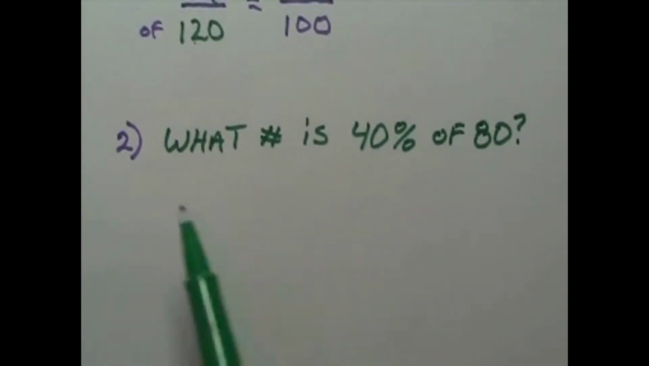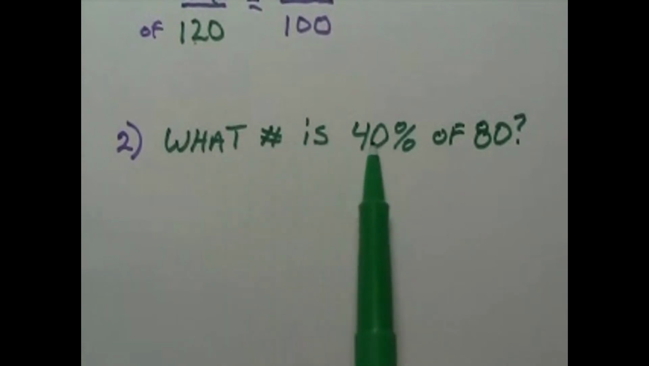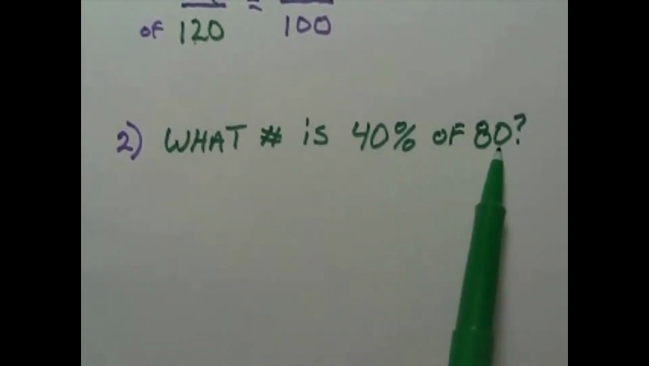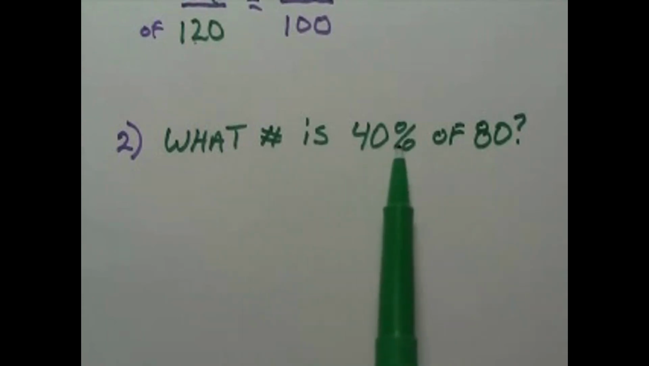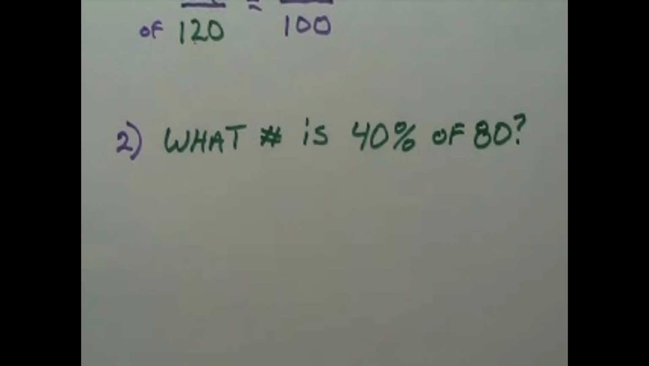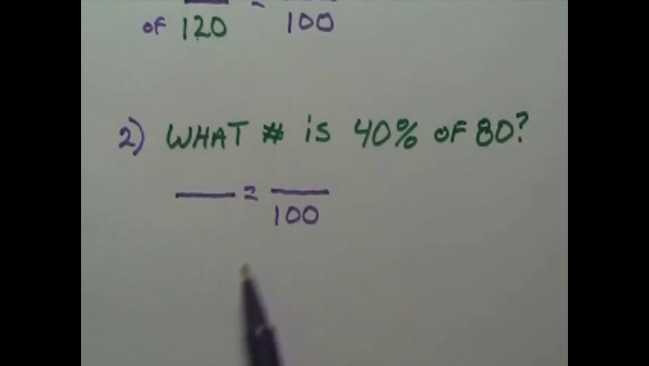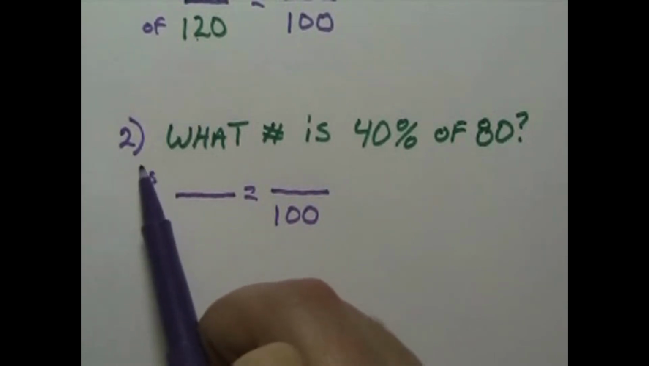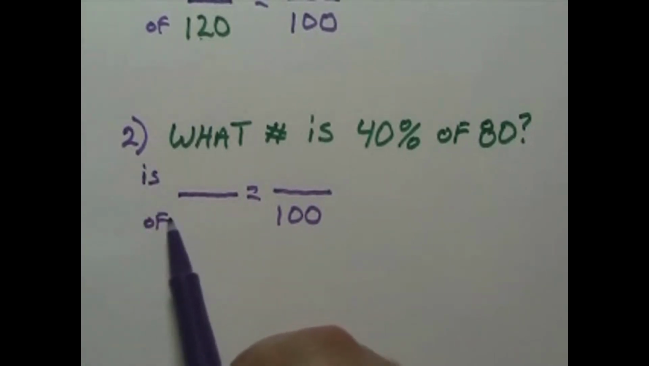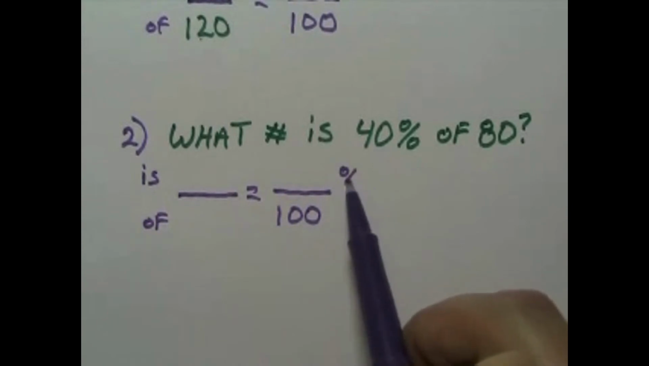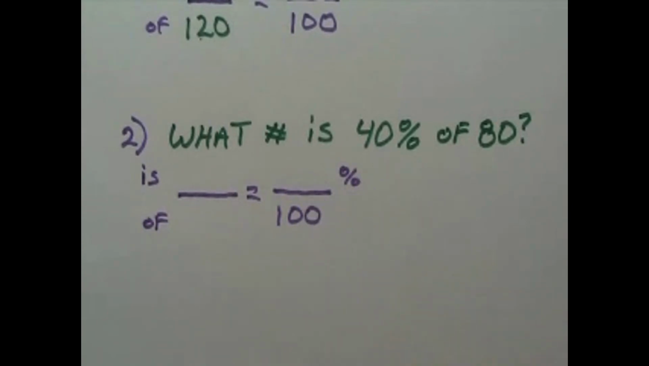This is our second type of problem. What number is 40% of 80? Remember, we always set our proportion up like this. For every problem, we do this. Bar equals bar over 100. Remember, this is the is number. This is where I'm going to put my of number down here, and I'll put my percent number up here. I just have to figure out which numbers to put where.